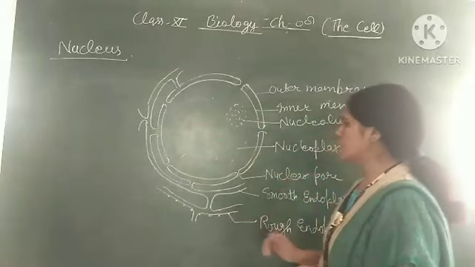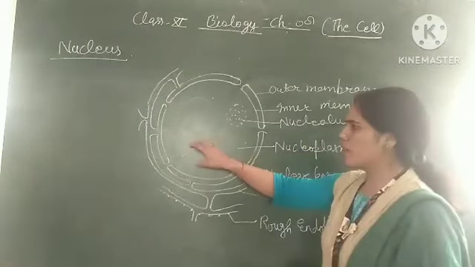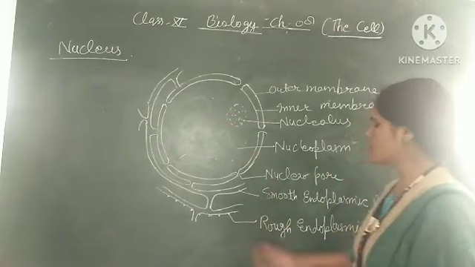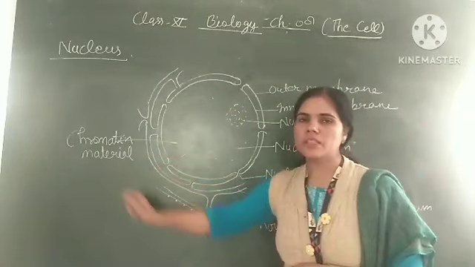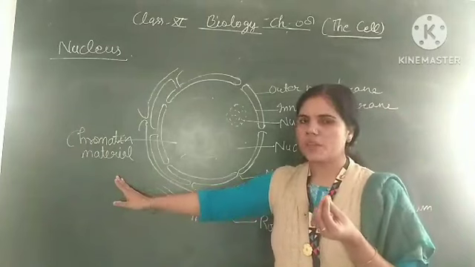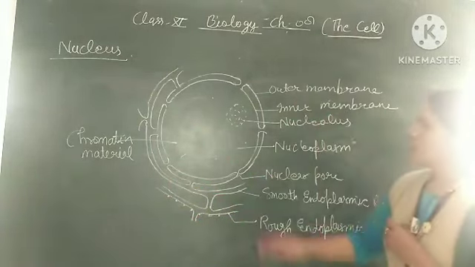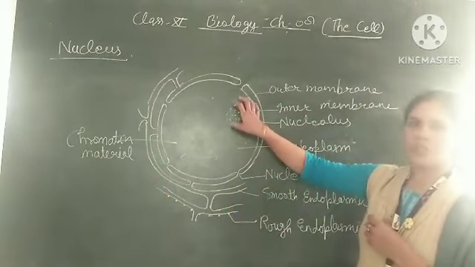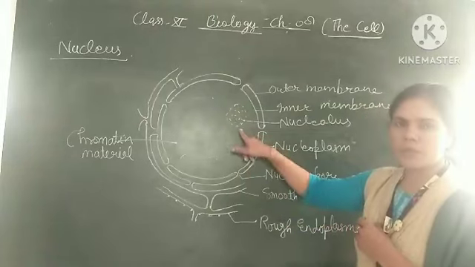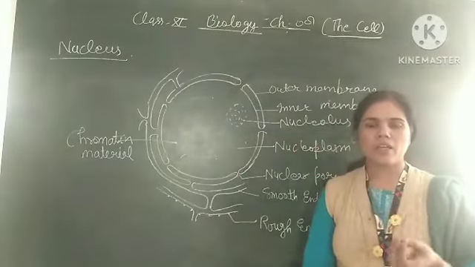There is a liquid present inside the nucleus known as nucleoplasm, and in this nucleoplasm a tangled thread-like structure is present, which is known as chromatin material. This chromatin material is just the DNA of the cell, which is found as a tangled thread. There is another cellular structure present over here which is not a membranous structure. There is no membrane present. It is known as the nucleolus, which is made up of RNA and protein.